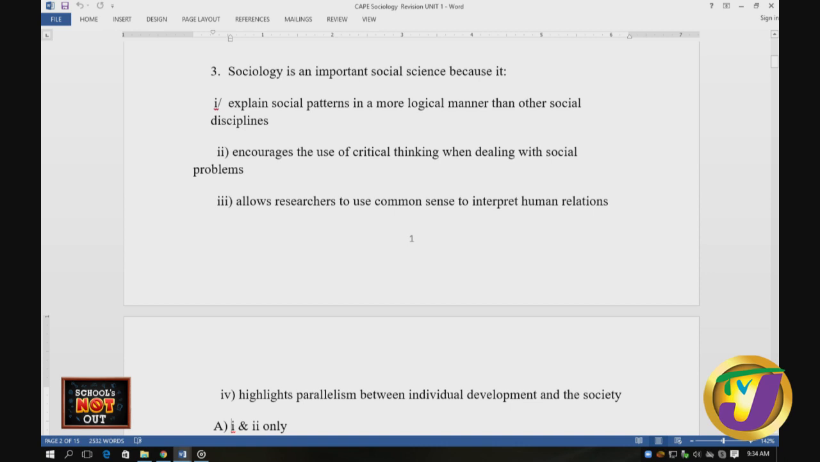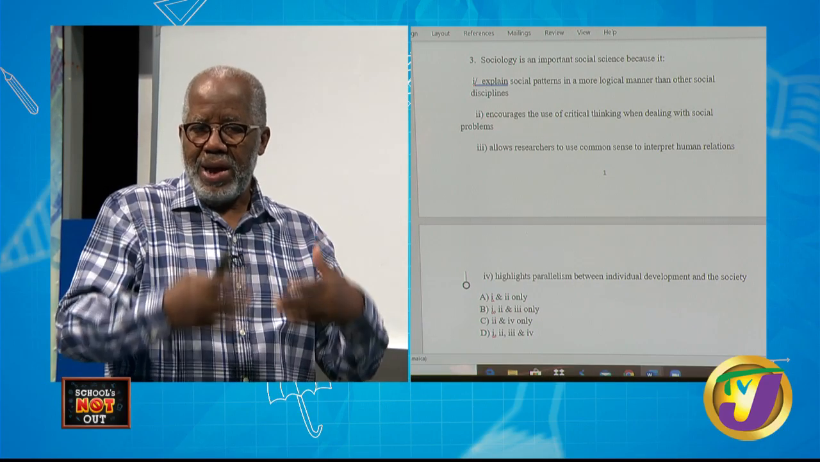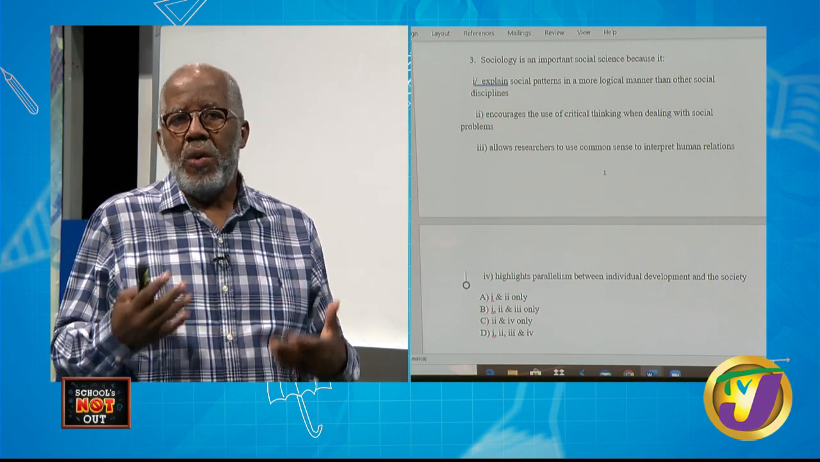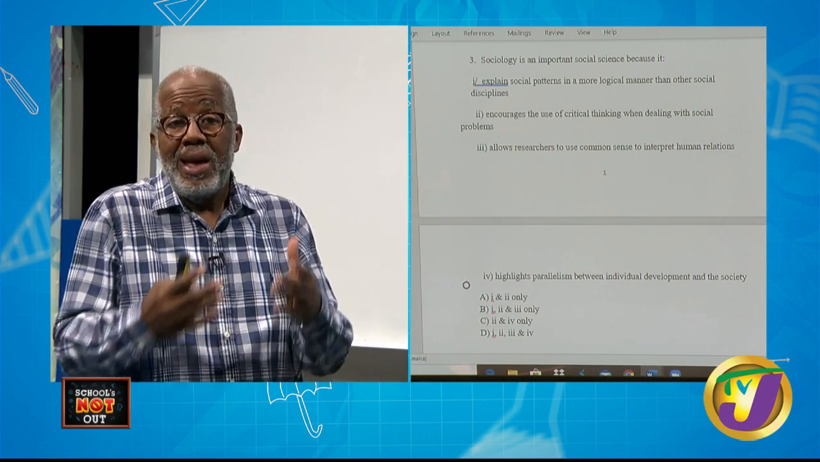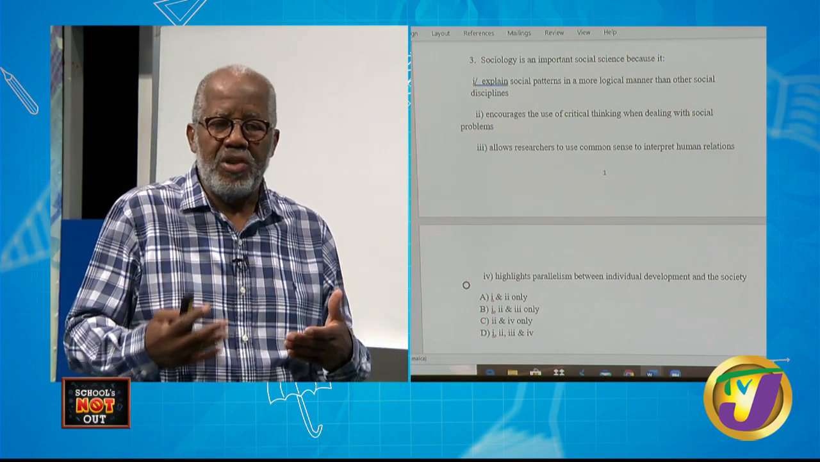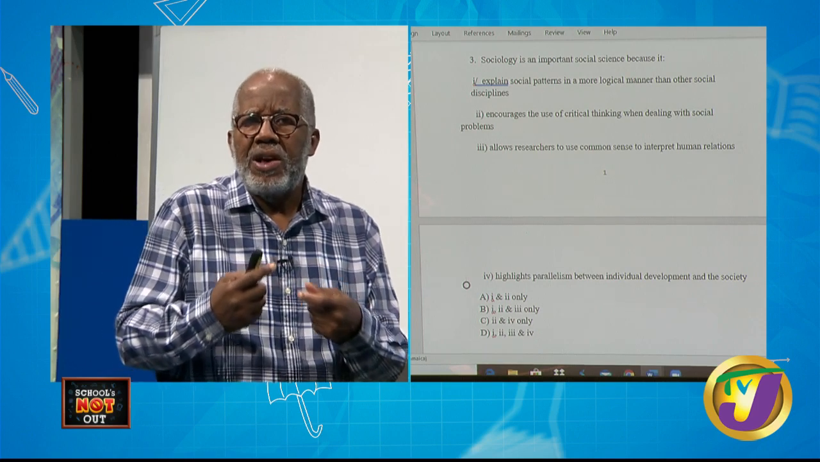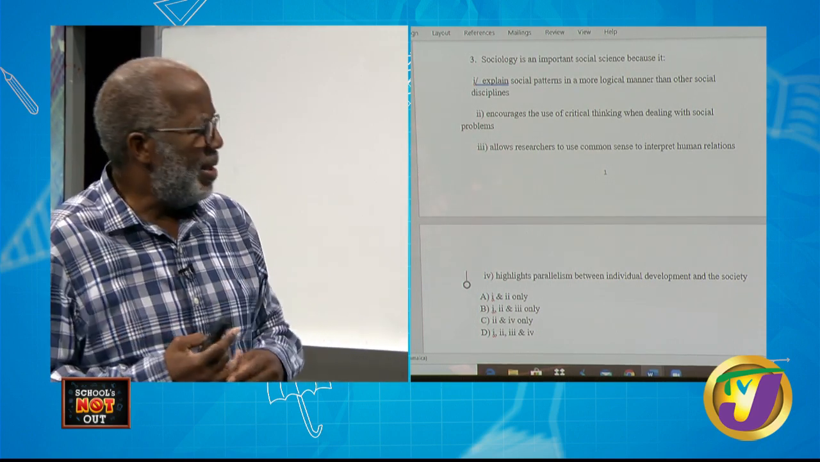Question 3. So we are saying here for 3, sociology is an important social science because... Here now you have multiples of answers and you must decide whether it's 1 and 2, 2 and 4. Make sure you read them properly and make sure you understand which ones are correct and which ones are incorrect. What some people do is you write on the paper, you X out the incorrect one immediately as you read it, because it saves the trouble of you coming back and trying to figure out which one did I say again, as the case may be.